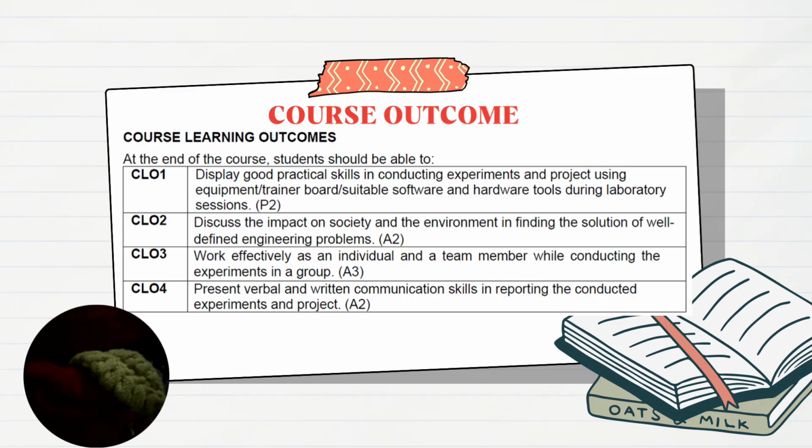Course outcome EEE111. At the end of the course, students should be able to achieve 4 course outcomes. First, display good practical skills in conducting experiments and projects using equipment, trainer board, suitable software, and hardware tools during lab sessions. Second, discuss the impact on society and the environment in finding the solution of well-defined engineering problems. Third, work effectively as an individual and a team member while conducting the experiments in a group. Fourth, present verbal and written communication skills in reporting the conducted experiments and projects.